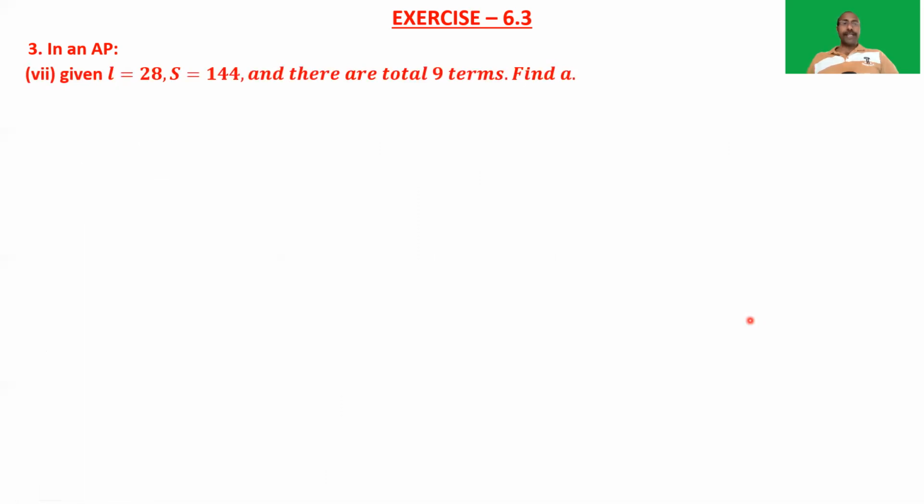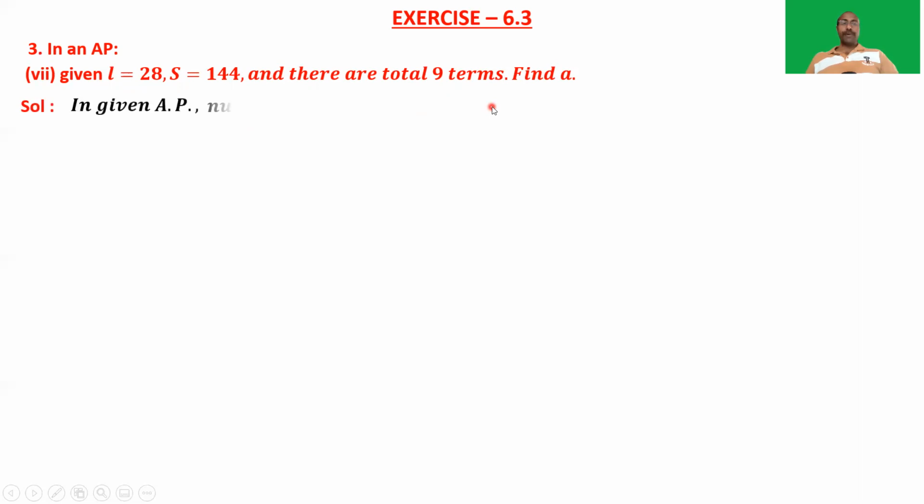Given L is equal to 28, S is equal to 144, and there are total 9 terms, find A. So here, students, L, that is nth term, is given. The last term is given. And suppose that there are n terms, it is also given here. So there are total 9 terms. So as L is equal to 28, A9 is equal to 28. And ninth term is 28. And here S is nothing but sum of the given progressions. That is S9 is equal to 144. So we need to find A.